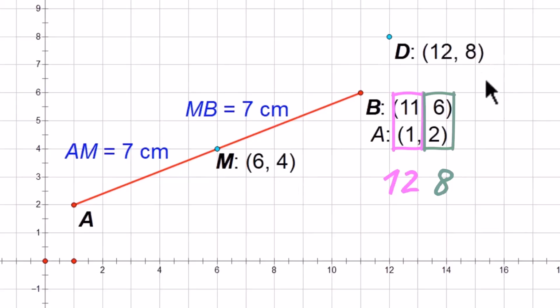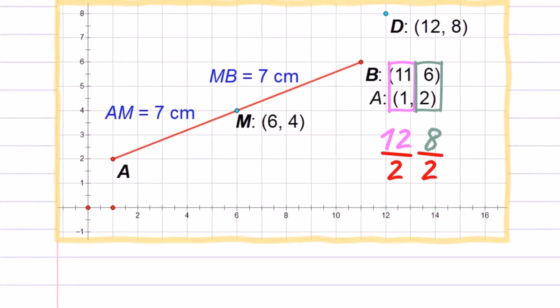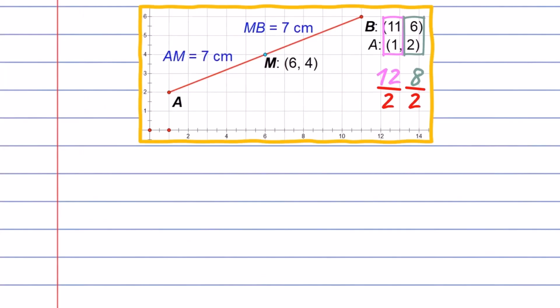Compare that to the 12, 8. What did they do? We added the x's together and divided by 2. We added the y's together and divided by 2. So that should help you understand the actual midpoint formula, which is this.